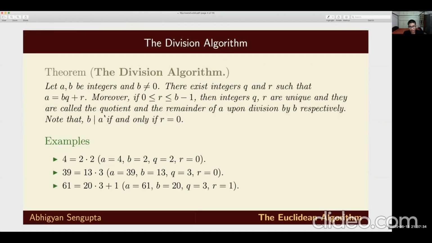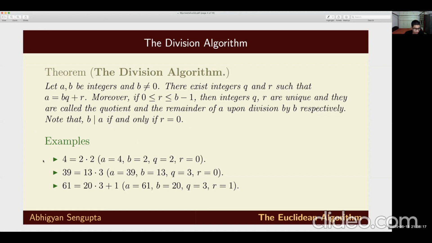The division algorithm. The division algorithm gives us a criterion for the divisibility of numbers with respect to the remainder. If we take two integers, say a and b, where b is not equal to 0, then there exist integers q and r such that a is equal to bq plus r. Moreover, if we impose the restriction on r, saying that r is greater than or equal to 0 and less than or equal to b minus 1, then integers q and r are uniquely determined and are called the quotient and the remainder of a upon division by b respectively. Note that b divides a if and only if r is equal to 0.